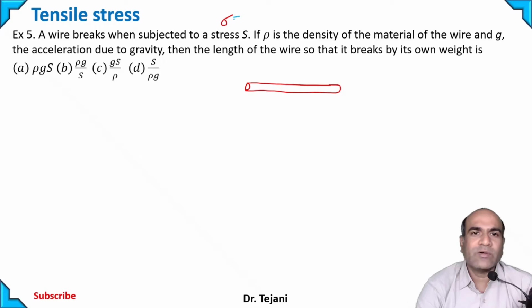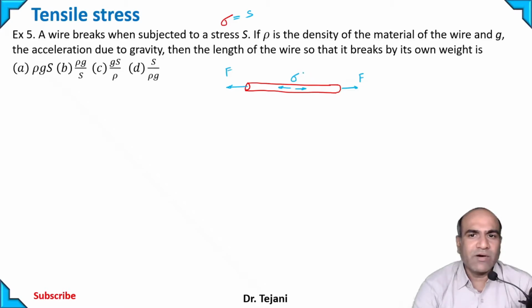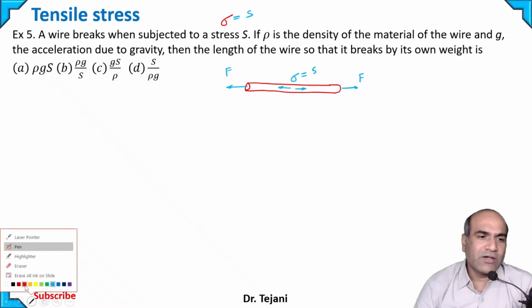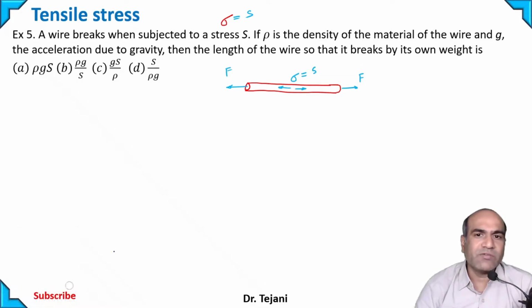Sigma is equal to S. So we know that when there are forces on both sides, there is an internal resistance, or you can say a reactive force, which we call sigma, applied on both sides. When sigma becomes S, it is mentioned that the wire breaks. This is the ultimate condition given for this wire.